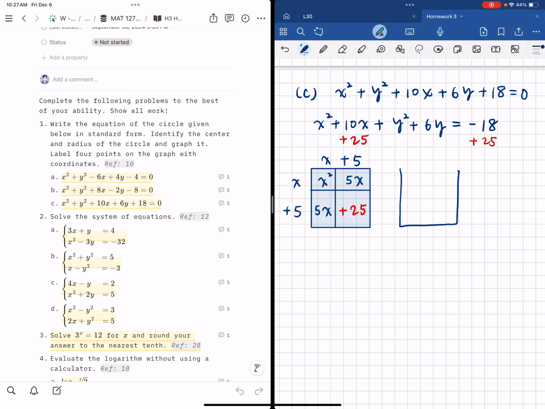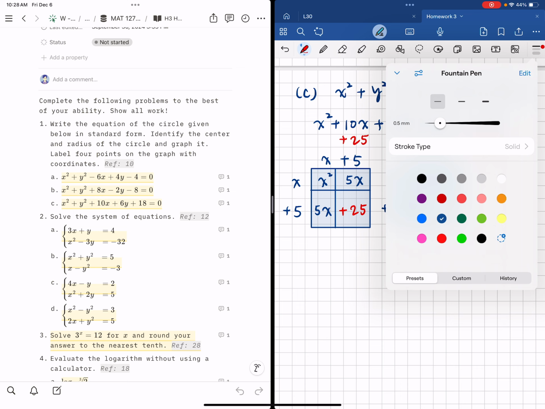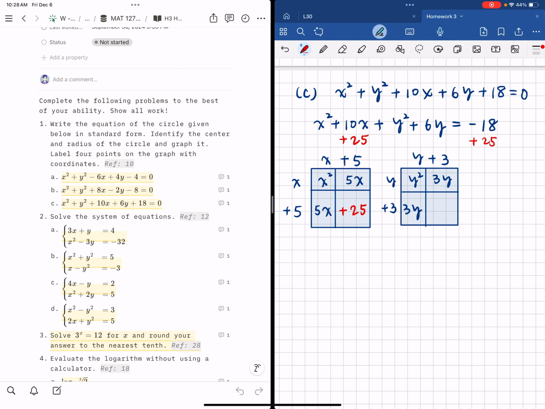Next, we're going to do the y. Do a square. And then we're going to write down y squared first. And then we have 6y divided by 2. So that would be 3y and 3y. And it tells us that the side length of this square is y plus 3 and y plus 3. The number that we're adding on both sides of the equation will be 3 times 3, which is positive 9. So you add positive 9 on the left-hand side, add positive 9 on the right-hand side of the equation.